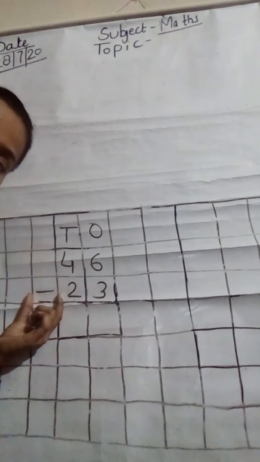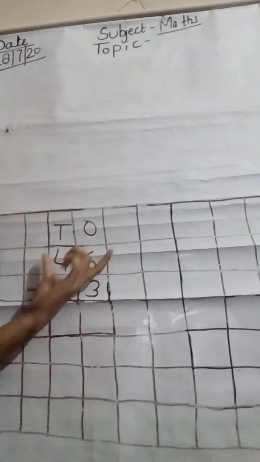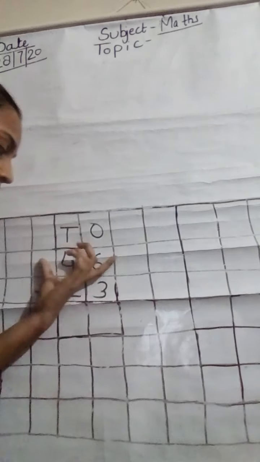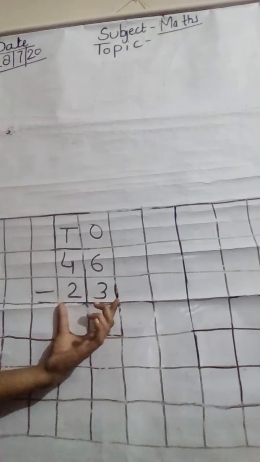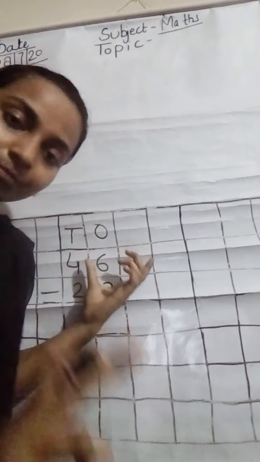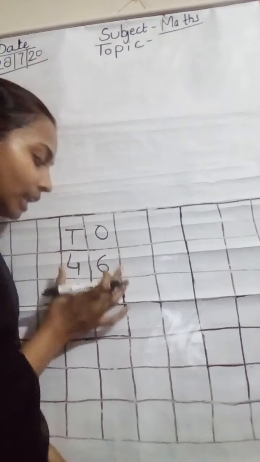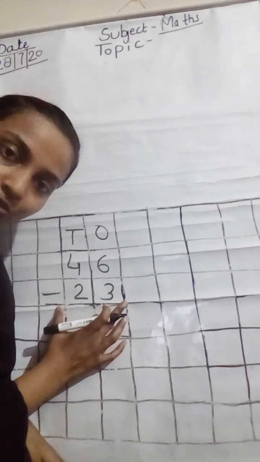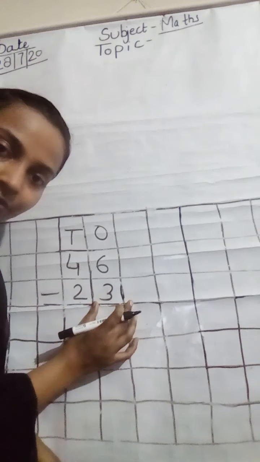This sign says we have to subtract the smaller number from the larger number. So we have to subtract 23 from 46. Secondly, please always remember that in subtraction we always write the larger number on the top, on the first row, and the smaller number on the second row, below it. Now we have to subtract the ones column first.